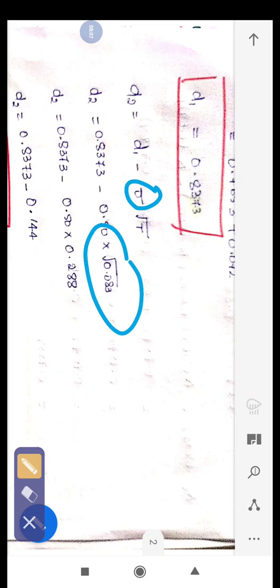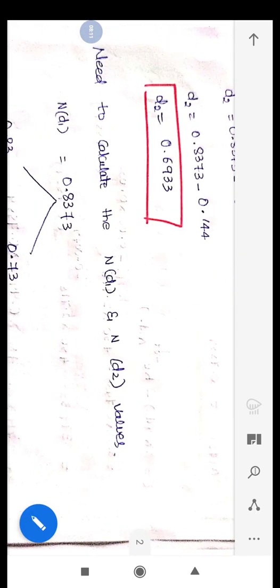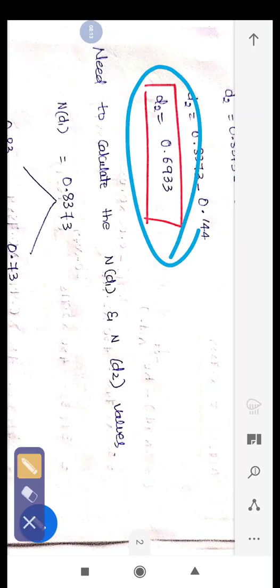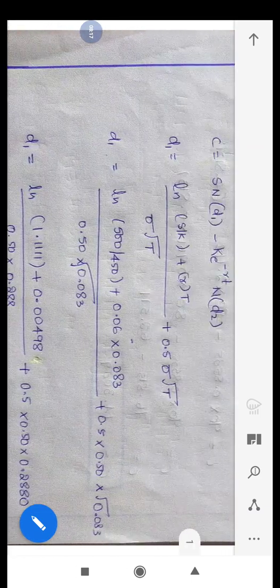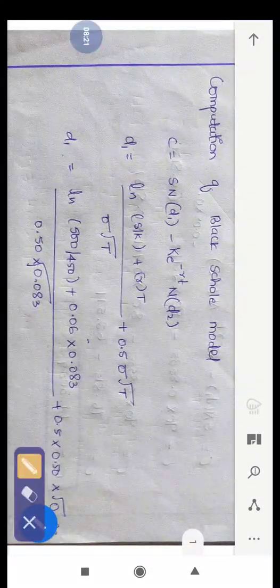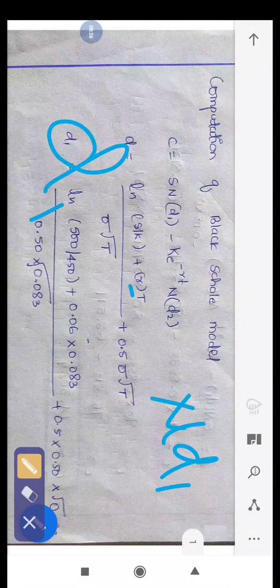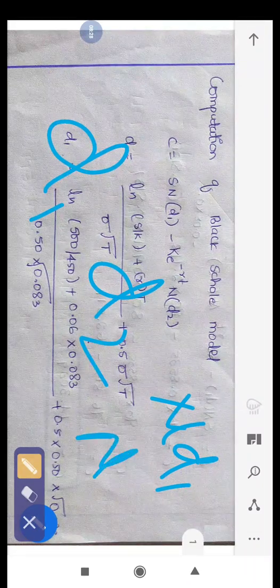So we have to put square root on it. Simplify it, and the answer will be 0.6933. Again, if we look into the formula, what we have calculated is D1 and D2. What we need is ND1 and ND2.